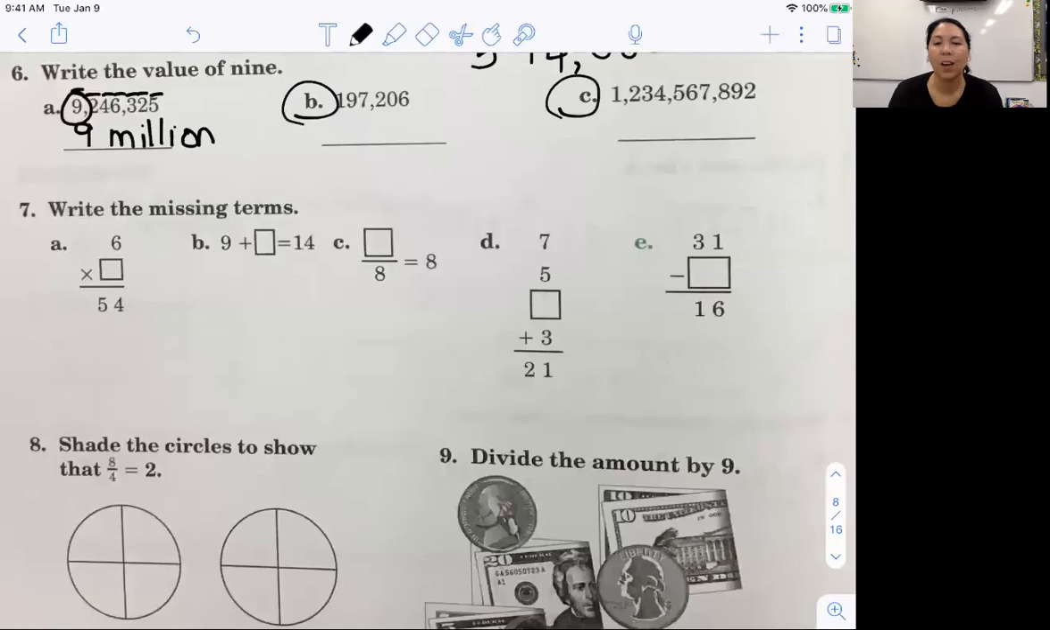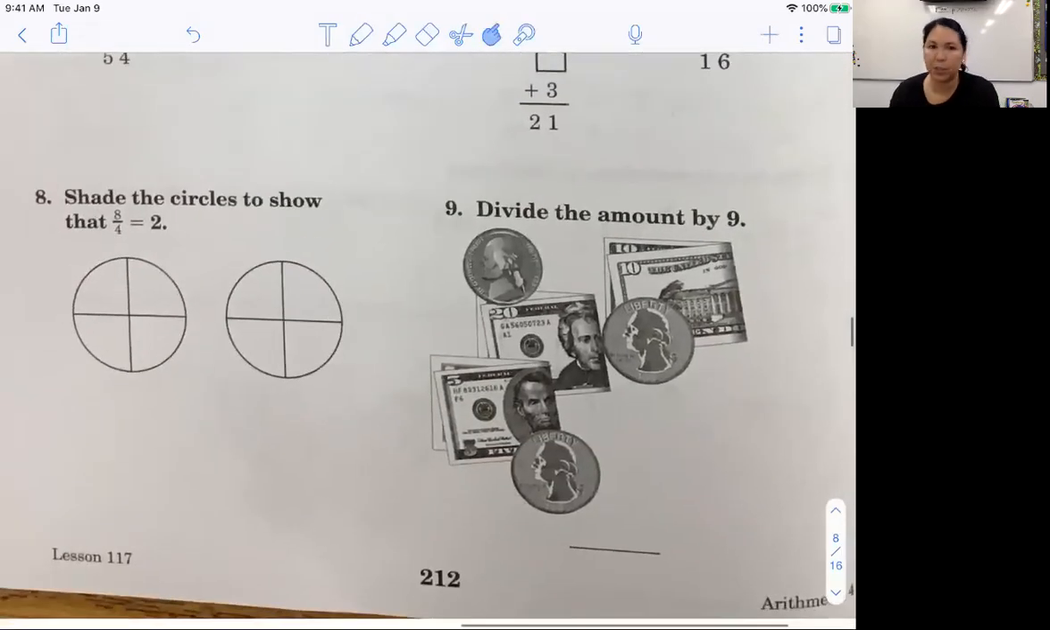Okay? All right, this next part is a challenge. All you're doing is finding the missing number. So 6 times what makes 54? 6 times 9, right? And so go ahead and see if you can do B, C, and D. At least one of them. Pick one, all right, if you have a lot of problems to do here. Okay, let's go on to 8.